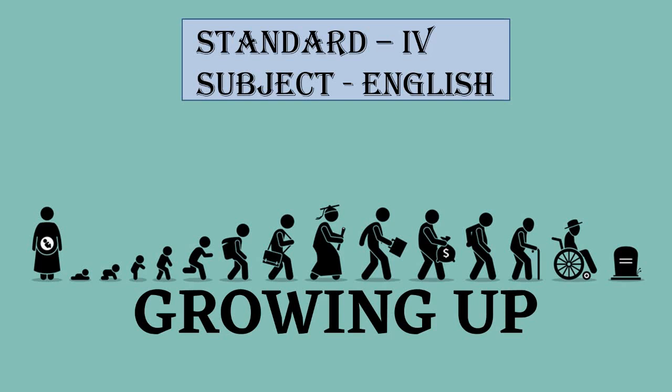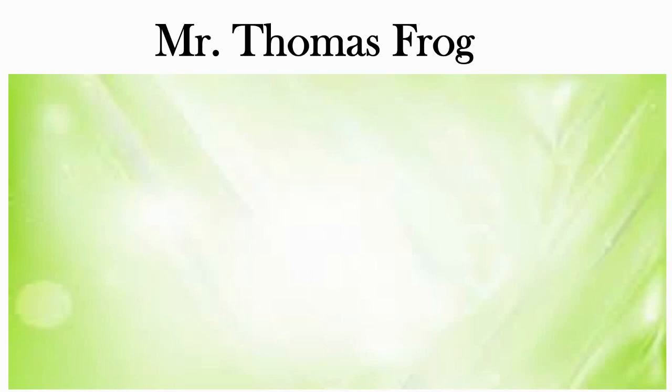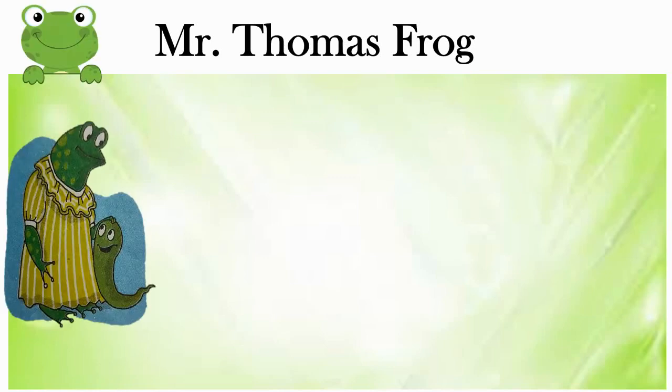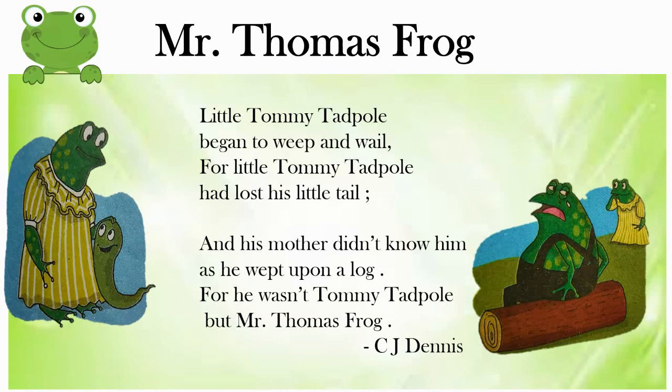In this, we are going to learn two short poems, that is, Mr. Thomas Frog and The Butterfly. Mr. Thomas Frog. Little Tommy Tadpole began to weep and wail, for little Tommy Tadpole had lost his little tail, and his mother didn't know him as he wept upon a log, for he wasn't a Tommy Tadpole but Mr. Thomas Frog. Written by C.J. Dennis.